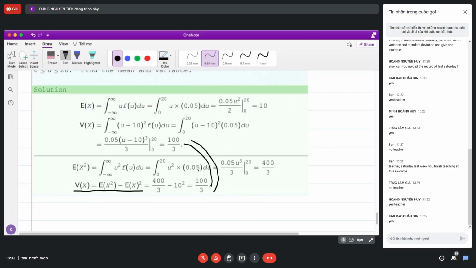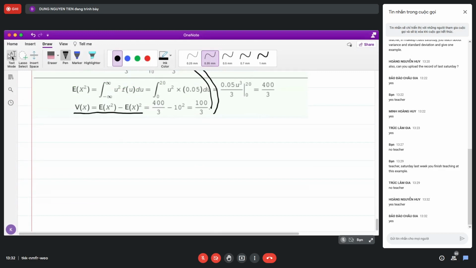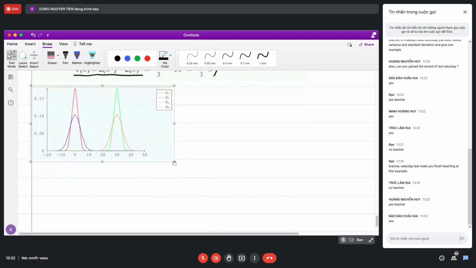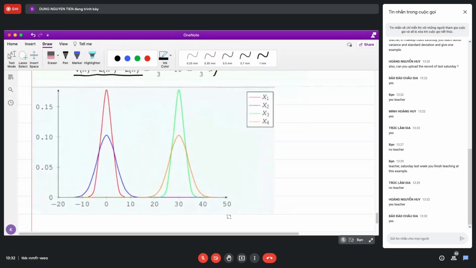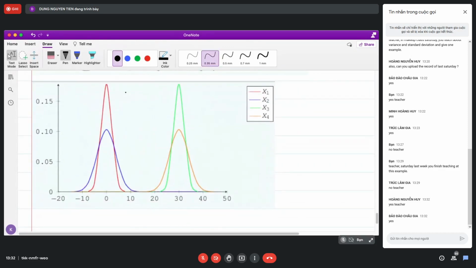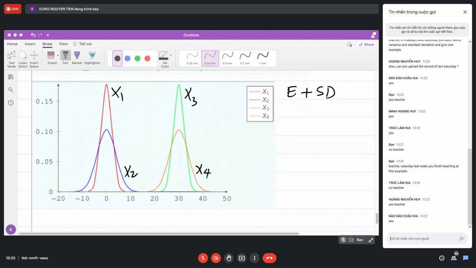Now I want to move to the next example. Suppose that there are four distributions. X1 is the blue one on the right, then you have X2, and then X3, and X4. Now, please tell me, which one gives you the greatest value of the mean plus the standard deviation? Which one gives you the greatest value? You think about that for a minute.